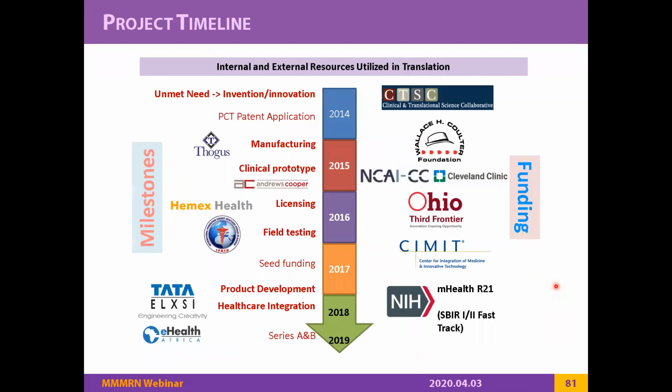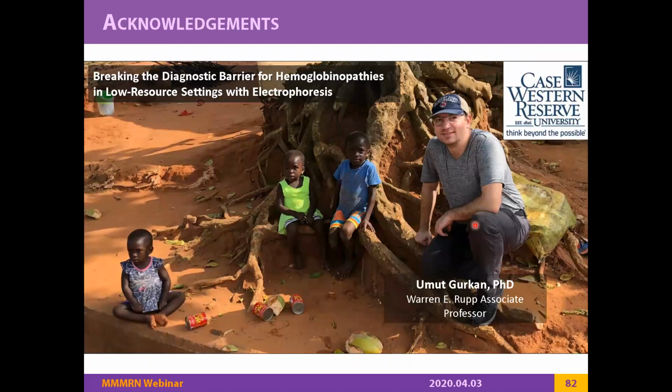So just quickly, you can see how the project progresses. Here's the list of milestones: how we started, what we did, when the technology was licensed, and where it is now. And here's the list of funding agencies that made this work possible. So I'm at the end of my slides.